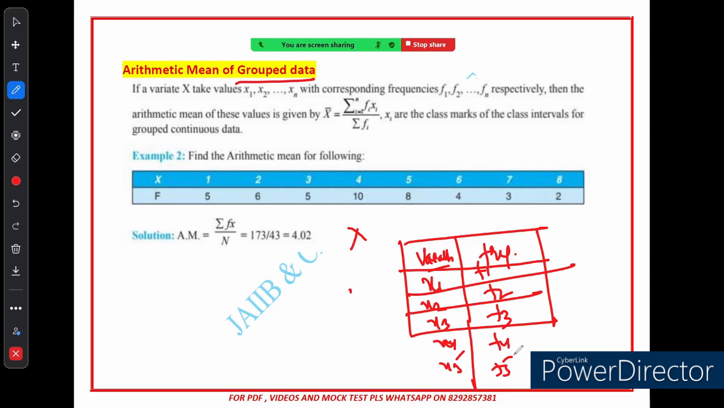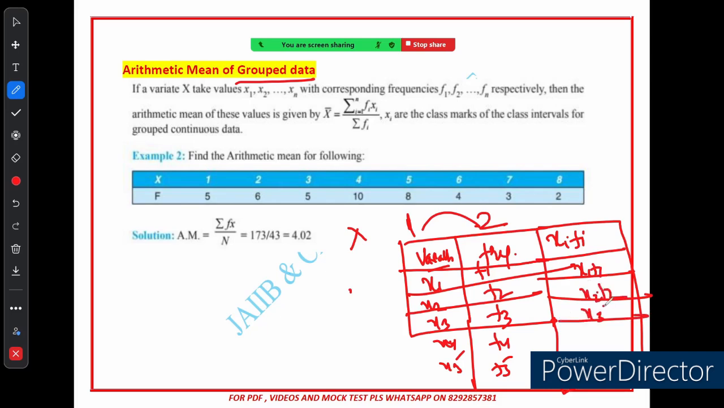So if the variate takes values x1, x2, x3 till xn with corresponding frequencies f1, f2, f3 till fn, then how to find the arithmetic mean? You create another column, which is the multiplication of these two columns. Say this is column 1, this is column 2. So you create an xi fi column. What will be the first element? x1 f1. Second element x2 f2. Third element x3 f3. Fourth element x4 f4. Fifth element x5 f5.